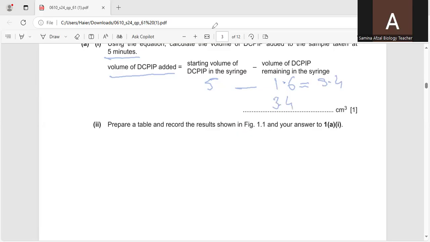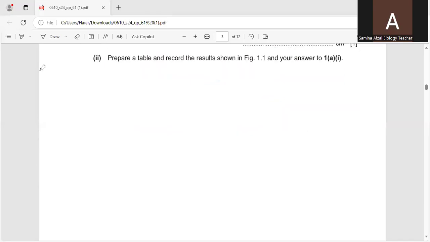Now, it means in the last minute, 3.4 cubic centimeter volume of DCPIP was used. And it means that as the time is increasing, the volume remaining is decreasing. So now we are going to the next question, and in the next question we have to prepare a table and record the results shown in figure 1.1 and your answer to 1.